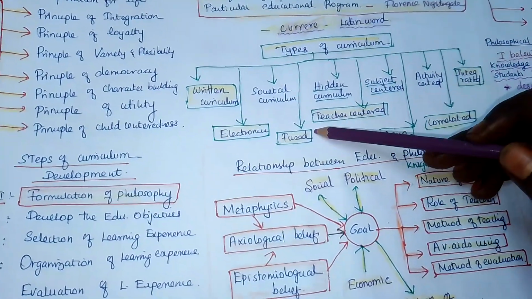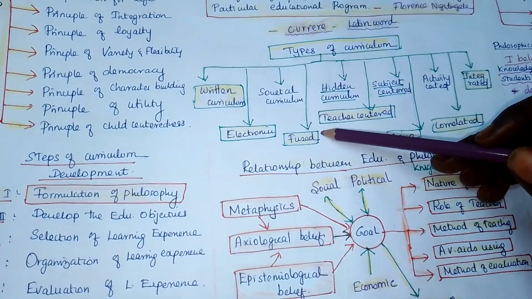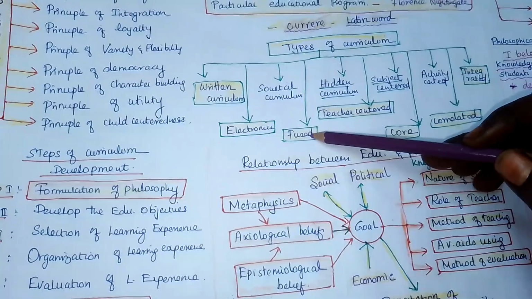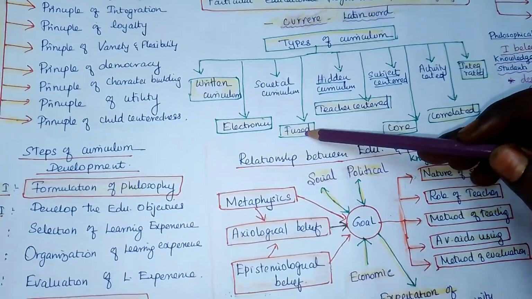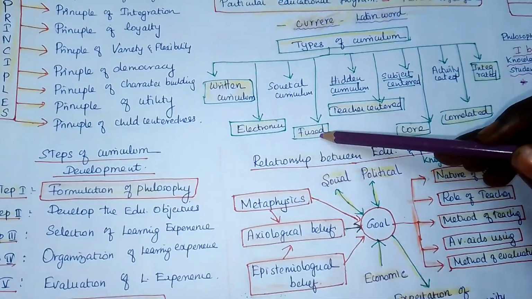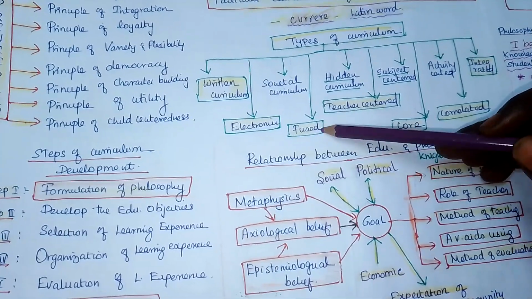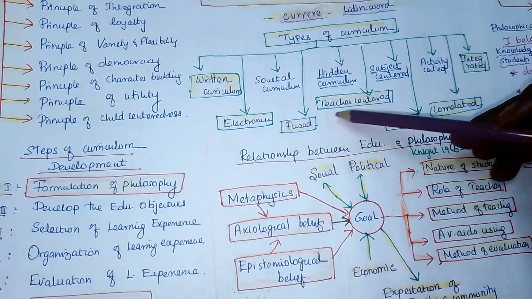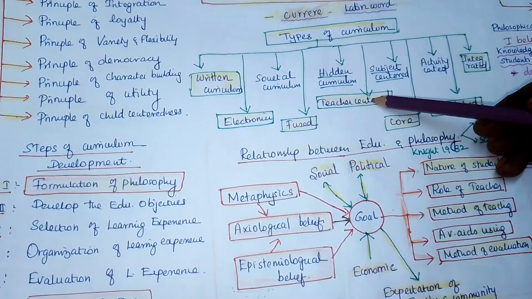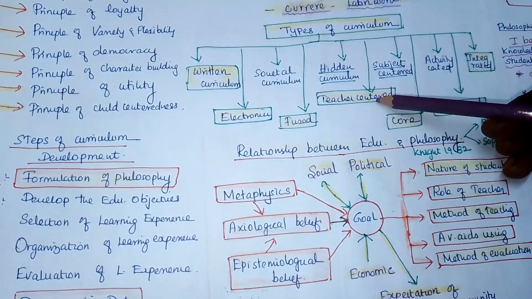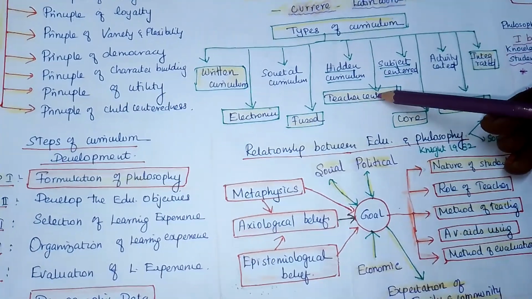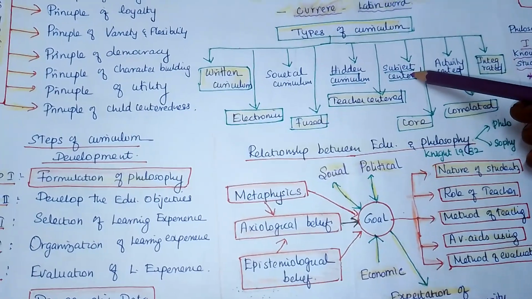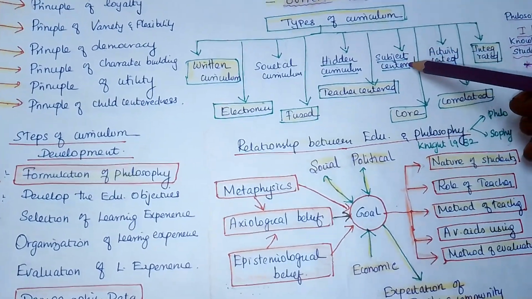Fused curriculum. One curriculum is fused with another curriculum. You cannot separate it. For example, you take anatomy and physiology. Both are fused together. You cannot teach them separately. Only if you know anatomy can you teach physiology. Teacher-centered curriculum. There are some curricula that will be teacher-centered. The teacher will predominantly be talking to the students. Subject-centered curriculum. So subject matter is given more importance than the teacher.